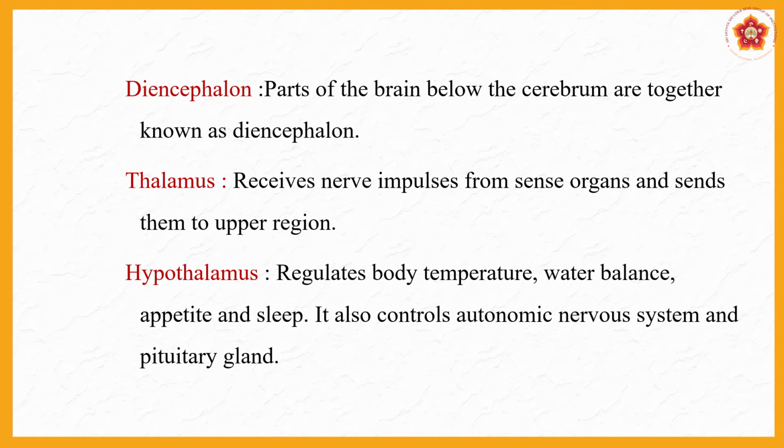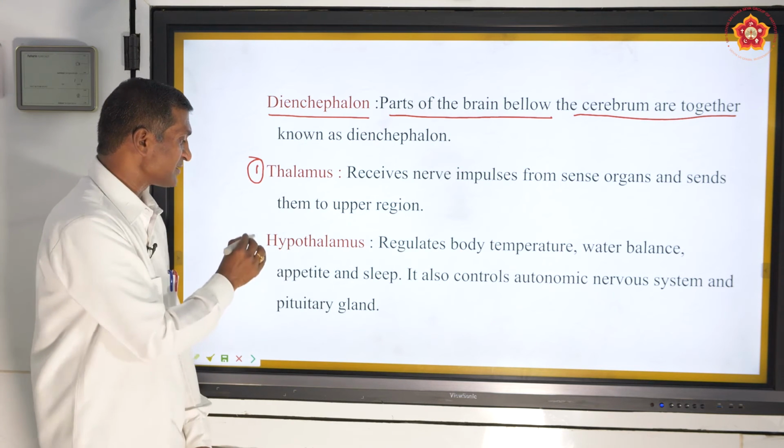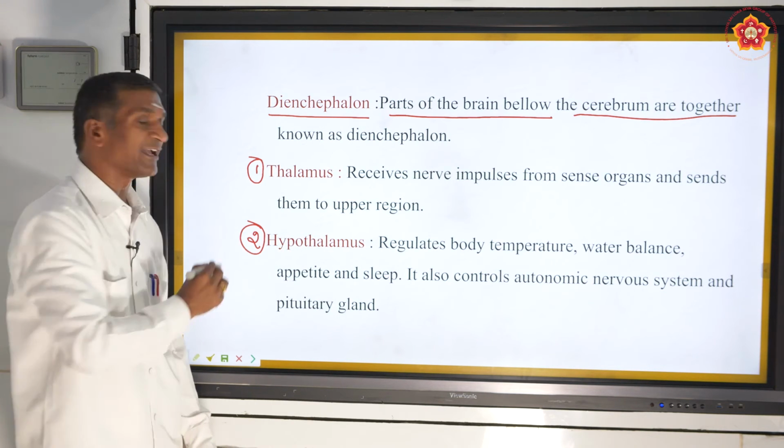Which we understood already, the brain. And now we go to the diencephalon. Where is it found? It is the part of the brain below the cerebrum. Why do we call it parts? Because the diencephalon has two: number one is the thalamus, and number two is the hypothalamus.